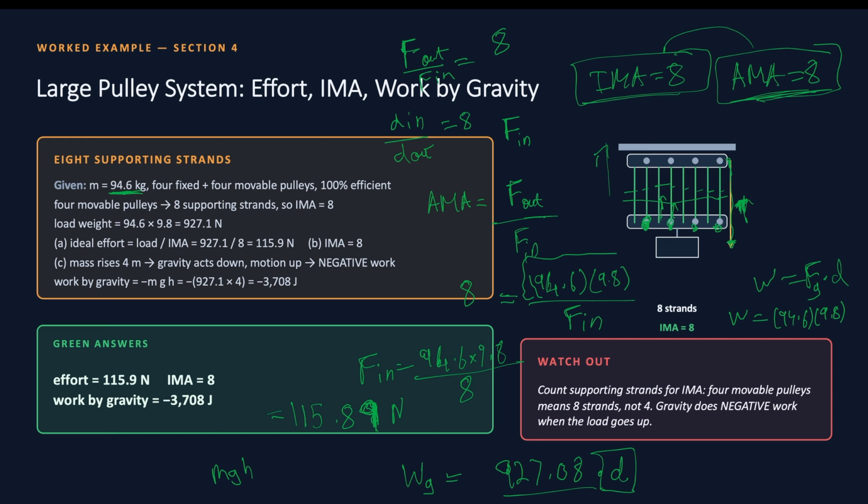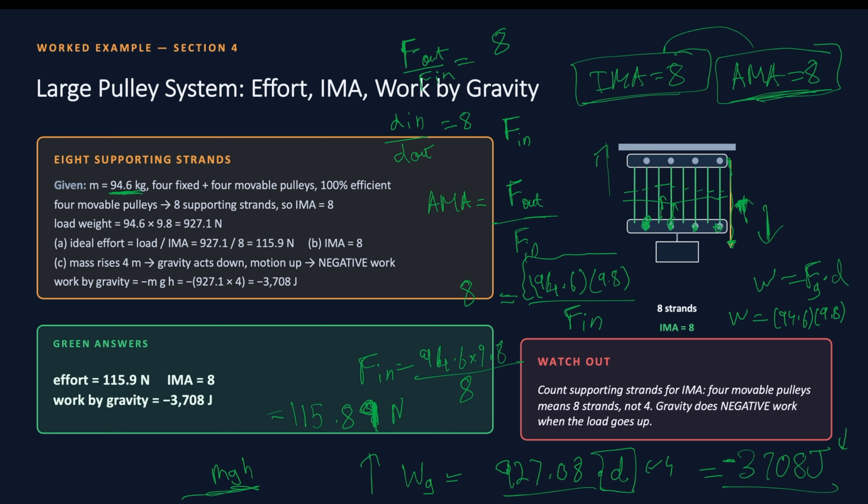If we say that the mass rises 4 meters upwards, what's going to happen? 927.08 times 4 for distance is about 3708 joules. So you could use this, or you could use the same mgh, right? But either way, it's the same answer. So this is because gravity is acting in the negative direction, right? So that's where that comes from.